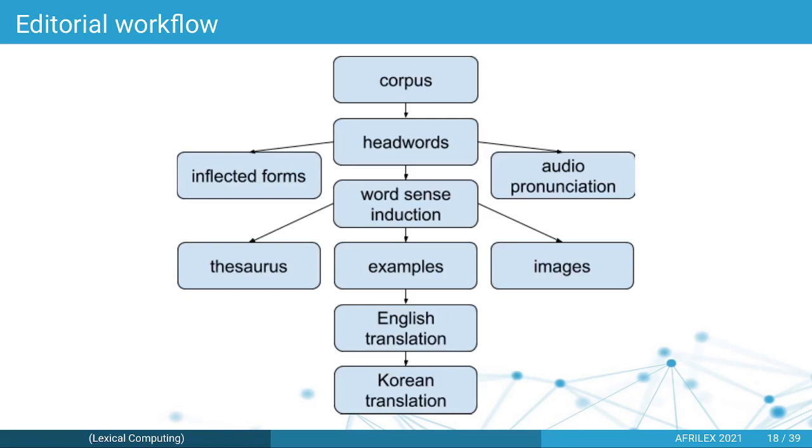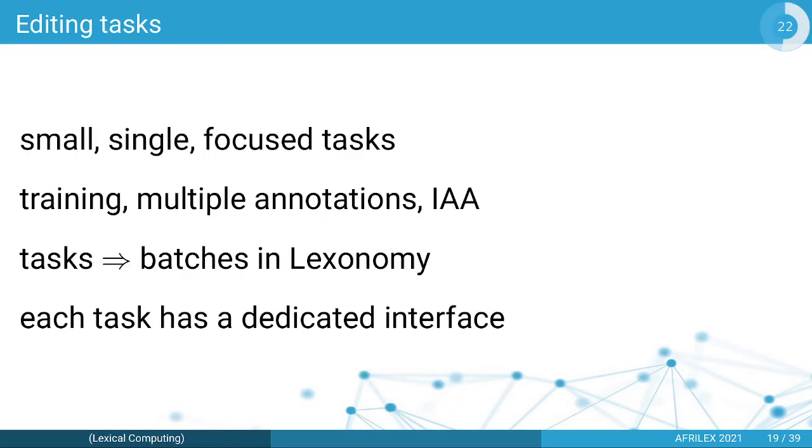For each of the steps, however, the workflow was similar in the sense that we have always first generated the data fully automatically, and then a certain portion for the 15,000 entries was manually post-edited. The editing tasks were always designed as small, single, and very focused. So the editor was always working on 1 task only, dealing with one part of the entry. It required quite substantial training.